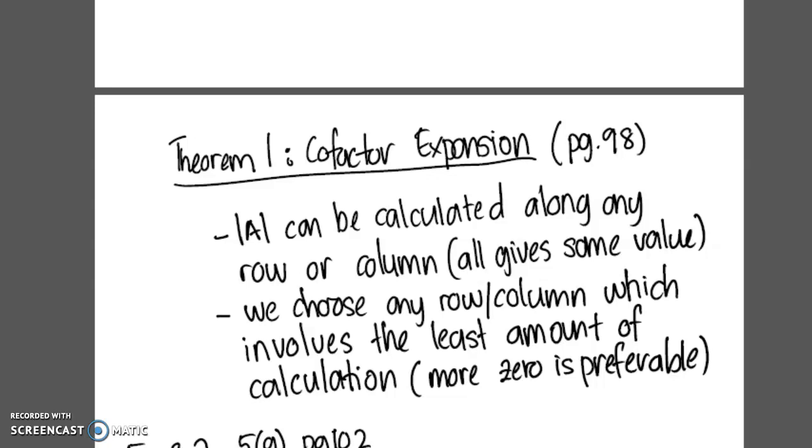Tapi selalunya we choose any row or column which involve the least amount of calculation. Maknanya yang paling banyak zero lah. Tak semestinya zero. Kadang-kadang kalau elemen dalam matrix tu tak ada zero, nombor 1 pun boleh juga. So yang mana yang paling senang lah kan.